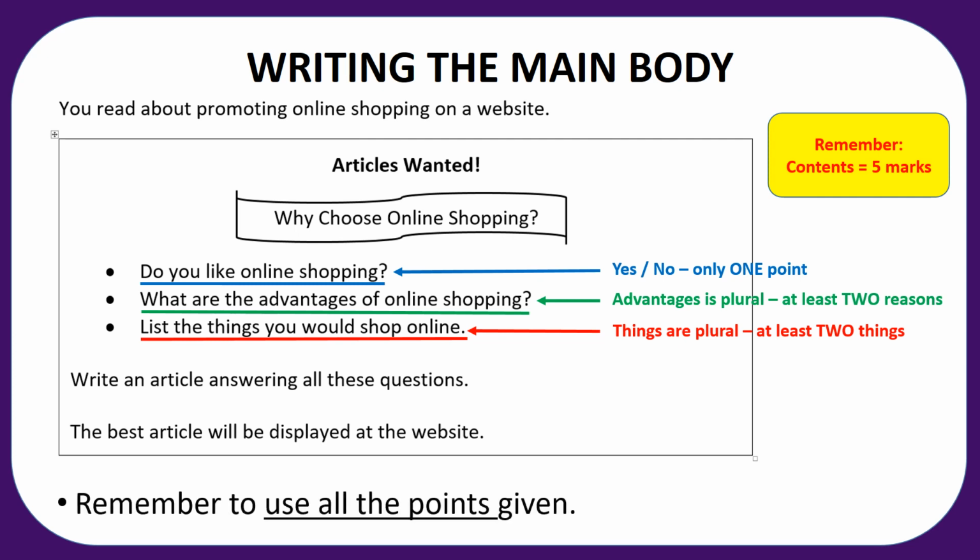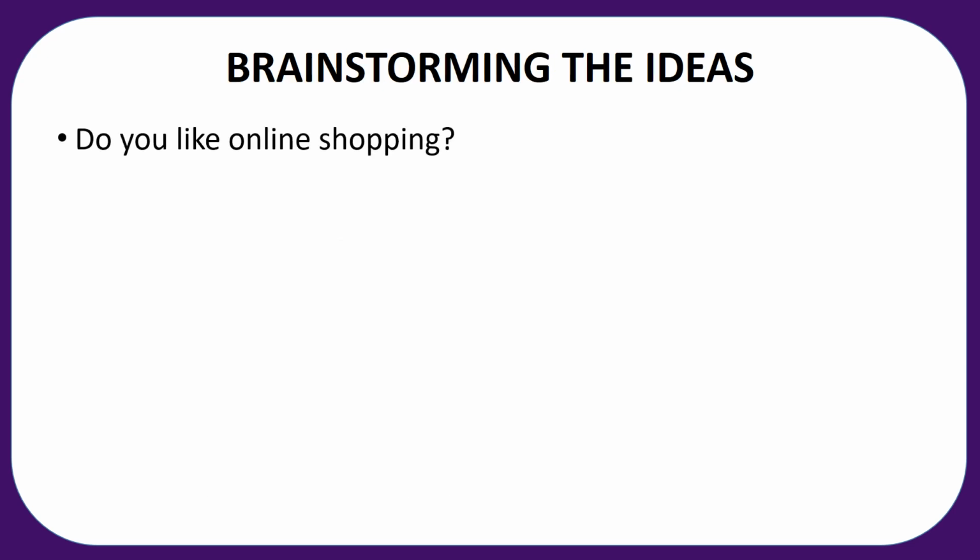And then the things are plural, also at least 2. So now we have 1 point for yes and no, 2 for reasons, and then 2 for things. That makes it 5 marks for content. And remember, you need to use all the points given. Now that we know what we need to answer, let's start brainstorming the ideas.